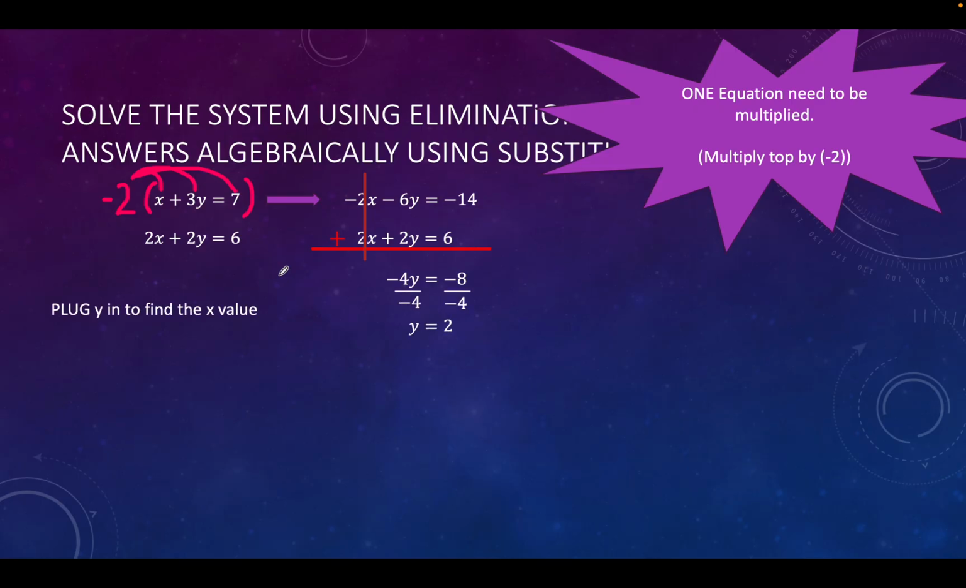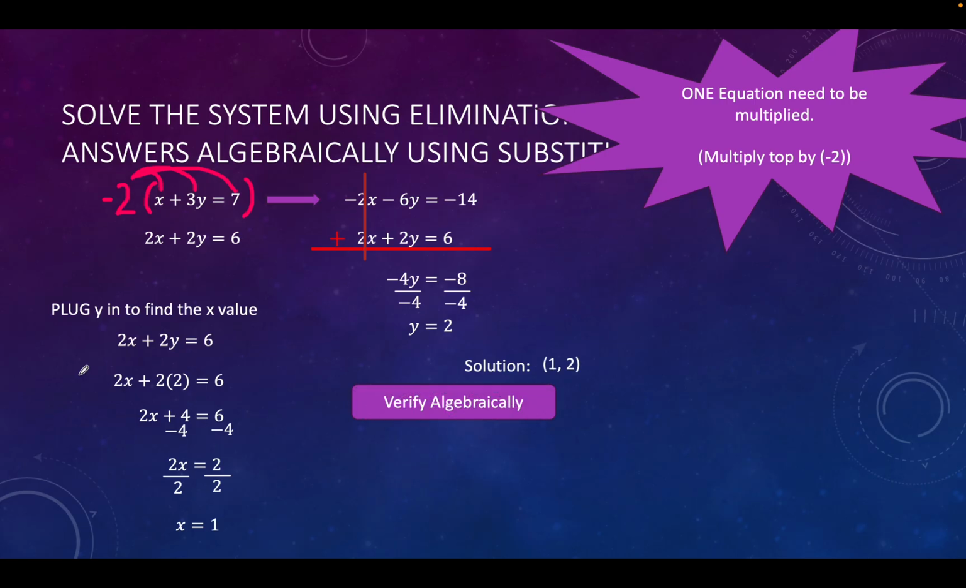Solve for y, we get y equals 2. And we're going to plug that y value back into one of the equations. I'm choosing the bottom equation this time. Plug the 2 in for y, and we get x equals 1. So our solution right at the moment is (1, 2).